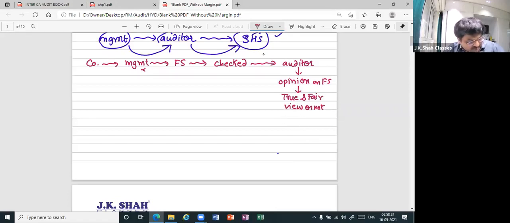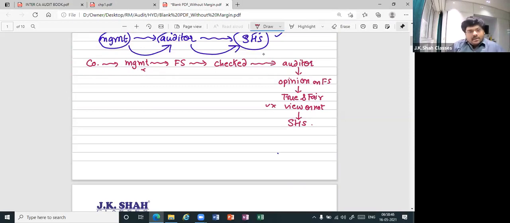It means either they will show or they will not show a true and fair view. What is true and fair view? I will tell you in great detail a bit later. As of now, understand he has to tell whether the financial statements are proper or not. And this opinion, the auditor will have to tell it to the shareholders. This is the simple process. Nothing fancy.